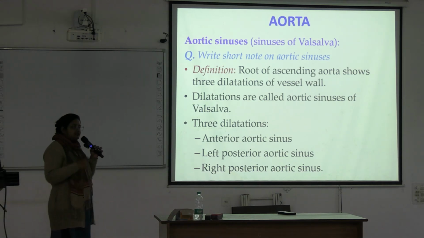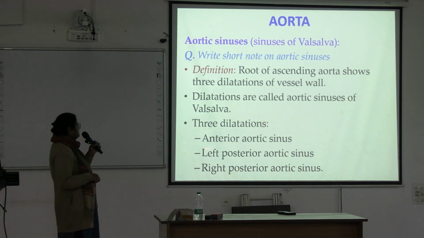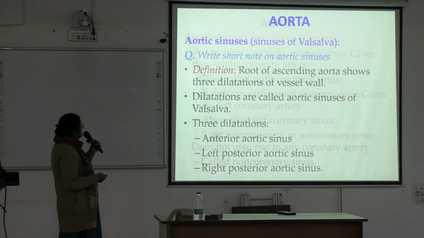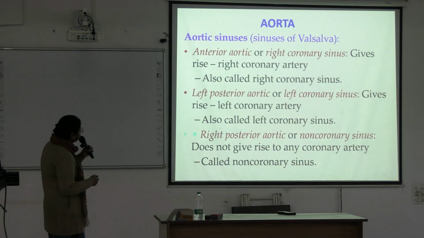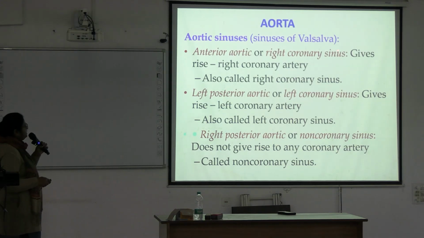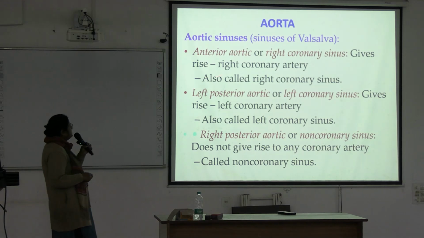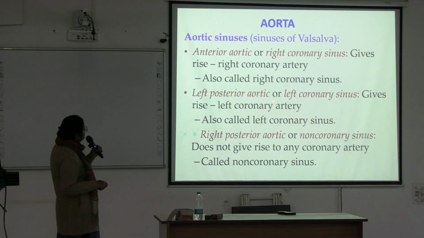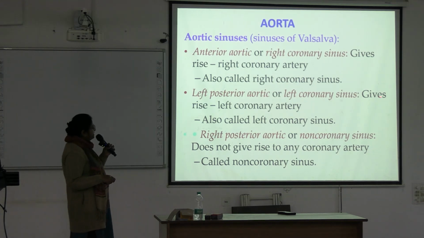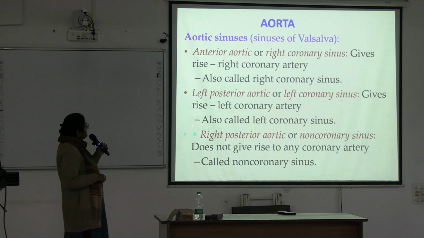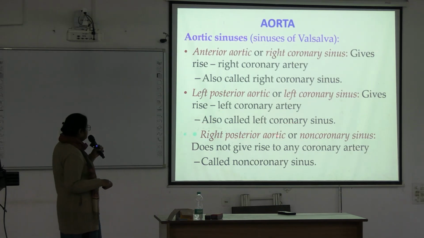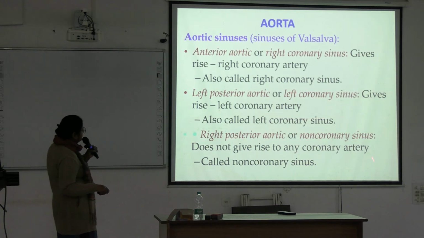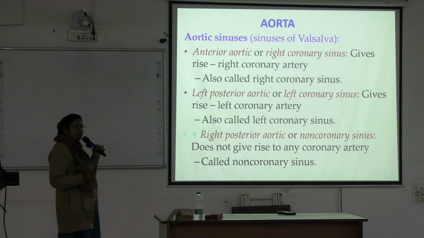Three dilatations are present at the root of the ascending aorta: anterior aortic sinus, left posterior, and right posterior aortic sinus. Now, which sinus gives rise to what? The anterior aortic or right coronary sinus gives rise to the right coronary artery. The left posterior aortic sinus or left coronary sinus gives rise to the left coronary artery. And the right posterior aortic sinus is the non-coronary sinus; it does not give rise to any coronary artery. That's why it is called the non-coronary sinus.